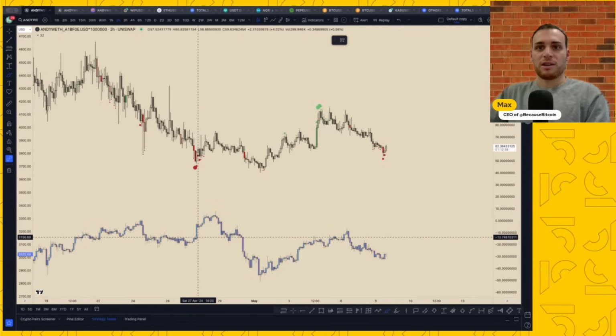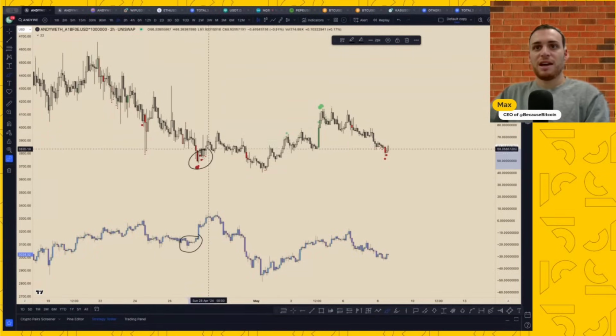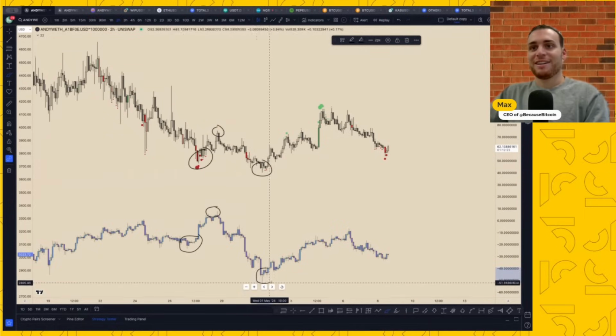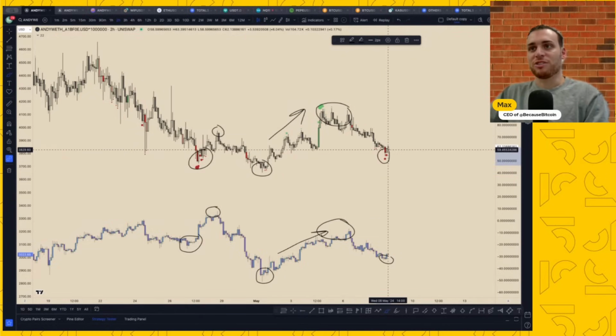And lows, right? ETH sets a low here on the 27th. Andy sets a low here, same time. Andy sets a high. ETH sets a high. Andy sets a low. ETH sets a low. Andy, oh look, ETH pumped. Look at this. Highs are set. Highs are set. ETH just set a local low. Oh look, Andy appears to have just set a local low.